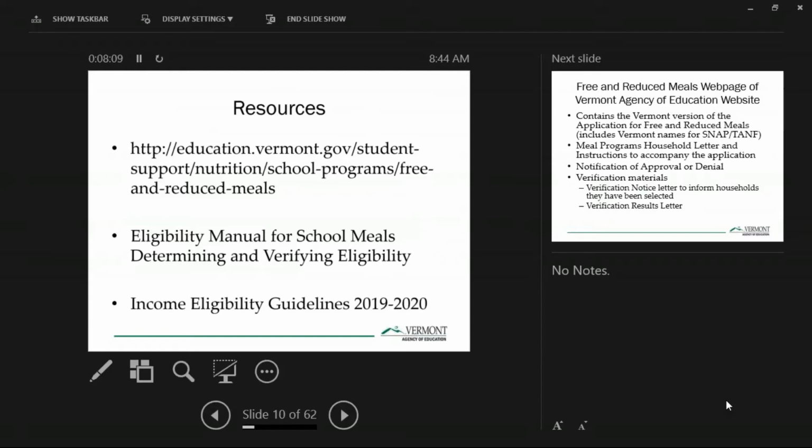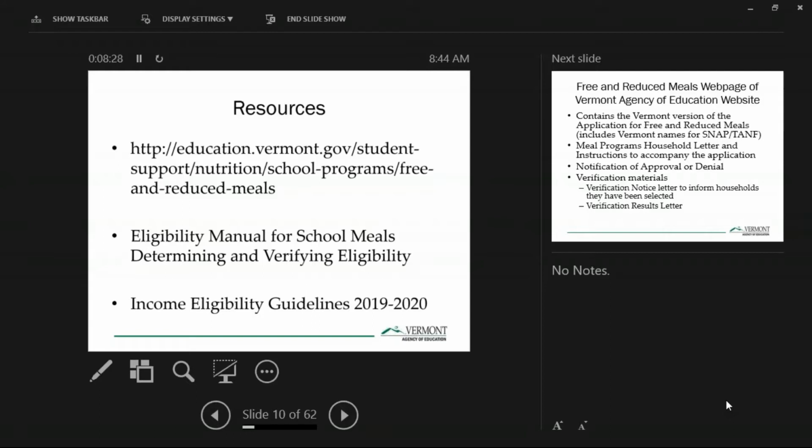Some of the main resources that will be helpful to you during the verification process can be found on our child nutrition webpage. I'll show you the webpage in a minute. But we've really made a concerted effort to get some more materials up there for folks to make sure that it's a robust resource for you.